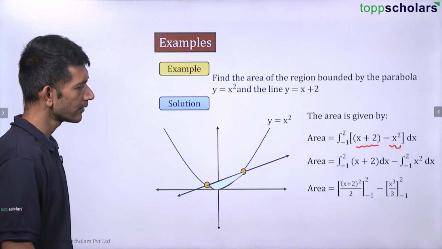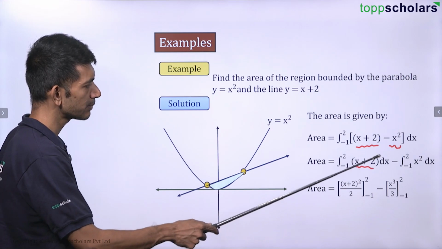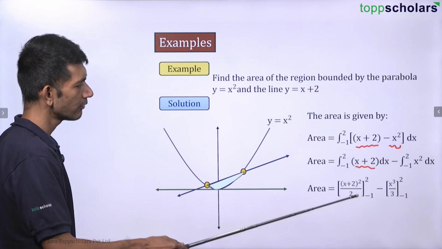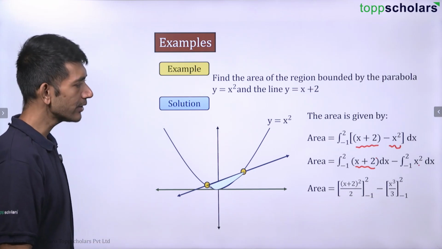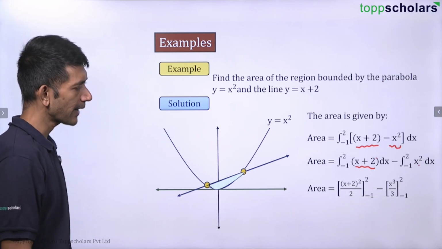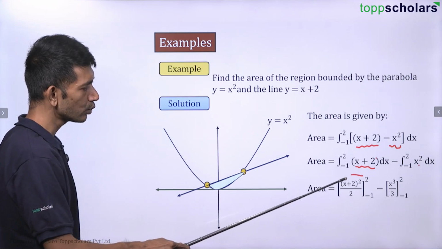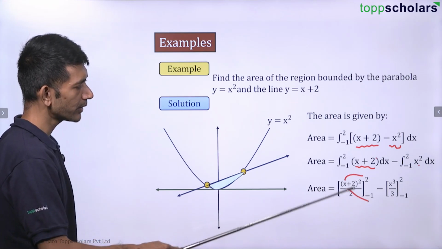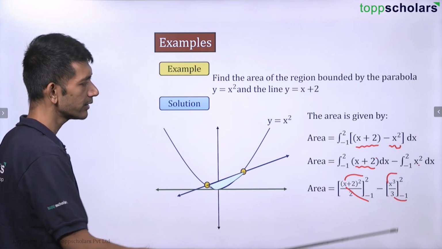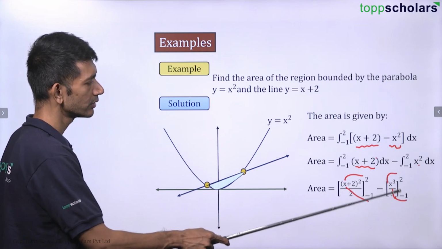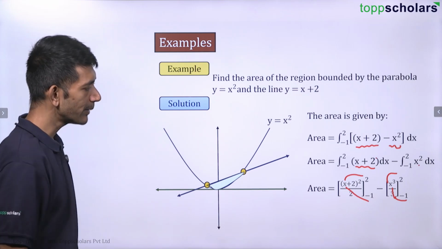So separate it. This becomes x plus 2 the whole square by 2, from minus 1 to 2. X square becomes x cube by 3, from minus 1 to 2. Have a look at this. Now you put 2 here, then you put minus 1 here, instead of x, of course. Solve it. It is going to be a bit lengthy.